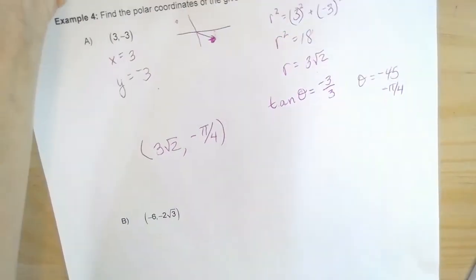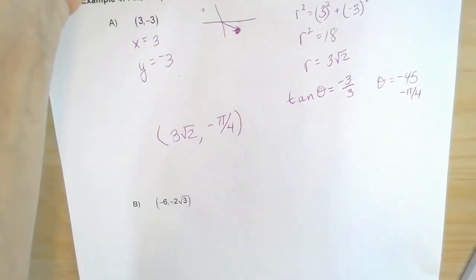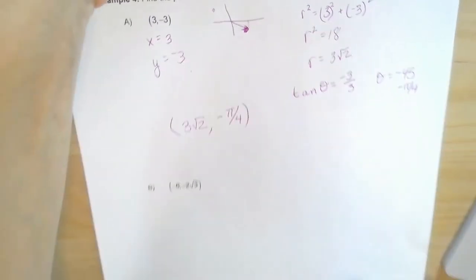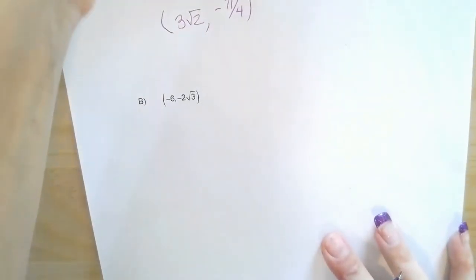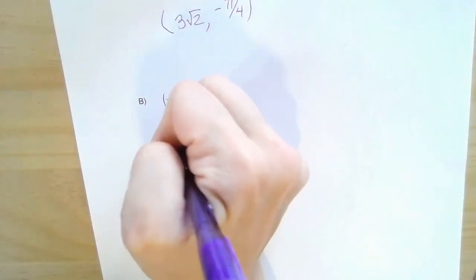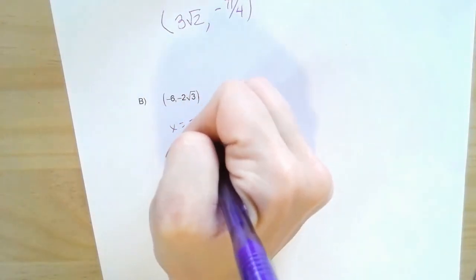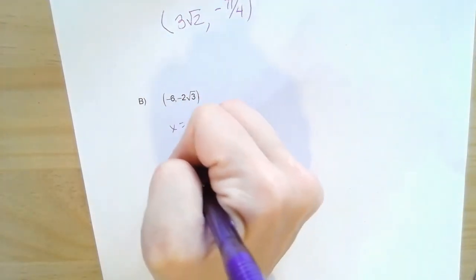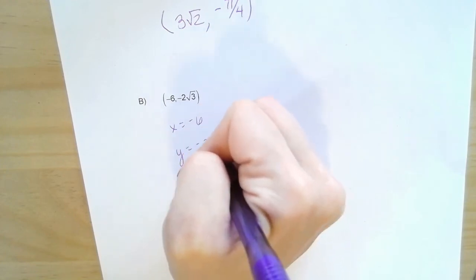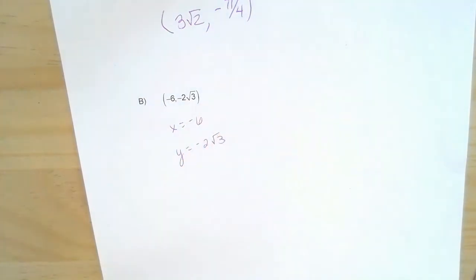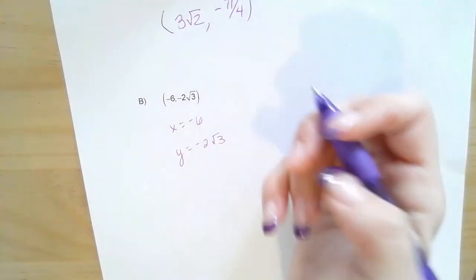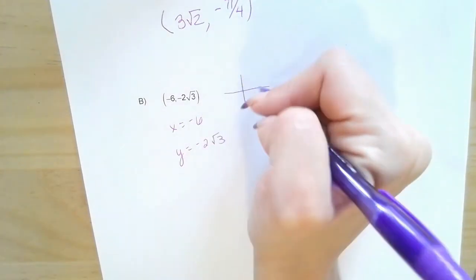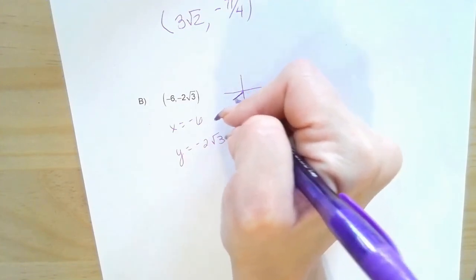Okay, I know this is going to keep being hard to get used to, but you need to know which way is what and what formula you're using. So here we have x equals negative 6, y equals negative 2 square root of 3. Alright, this tells me that we are in the 3rd quadrant, right?